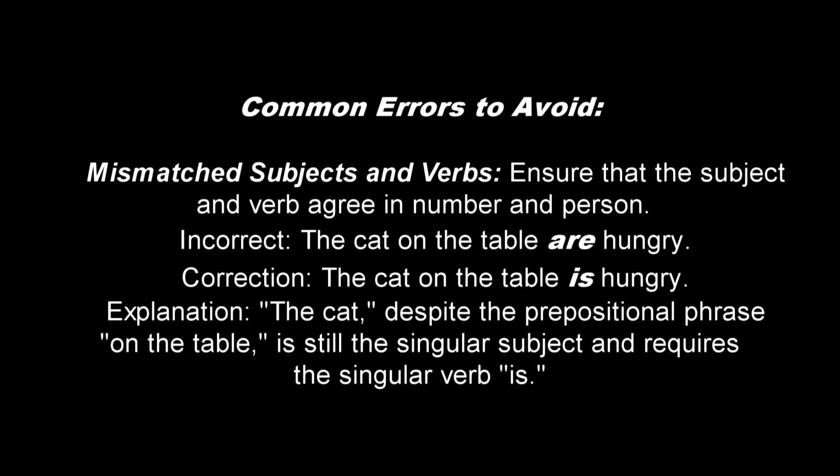Common errors to avoid: mismatched subjects and verbs. Ensure that the subject and verb agree in number and person. Incorrect: the cat on the table are hungry. Correction: the cat on the table is hungry. Explanation: the cat, despite the prepositional phrase "on the table," is still the singular subject and requires the singular verb "is."